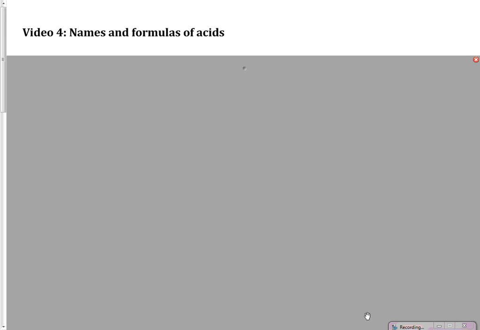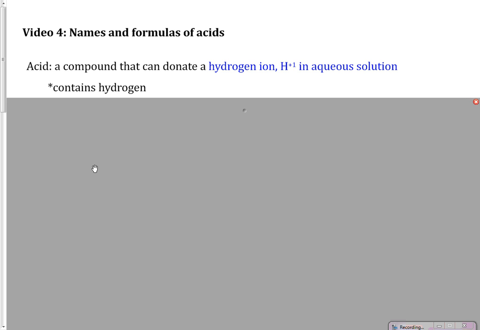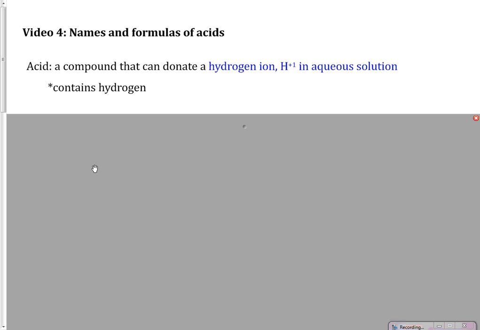This video is for Chapter 7, video number 4, naming and writing formulas for acids. An acid is any compound that can donate a hydrogen ion, or H+, when it's in aqueous solution. You might remember from the basics of chemical reactions that we indicate something's in aqueous solution by using the subscript AQ after it.